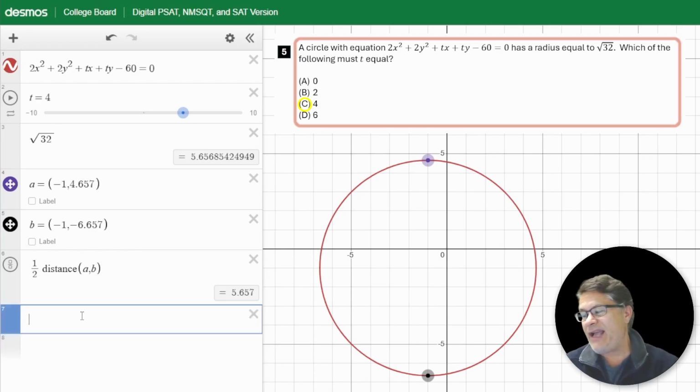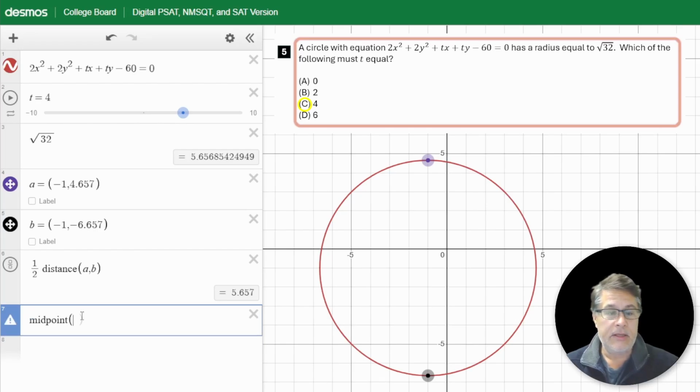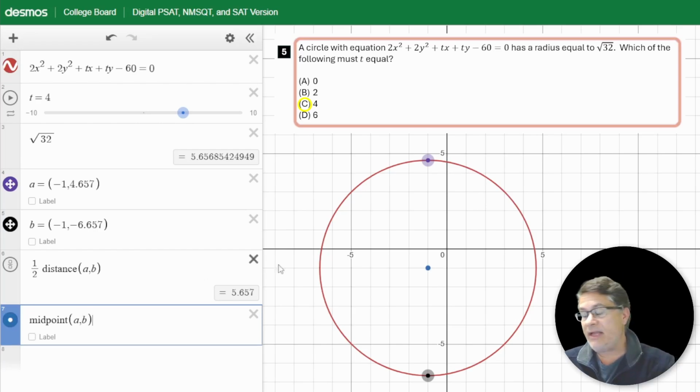Incidentally, if it asks for the midpoint of the circle, guess what? Just type midpoint. And of course, midpoint would require the endpoints, which we established were A and B, and boom, look at that cute little blue dot. Click on it, and there is the midpoint of the circle. It will be at -1, -1.